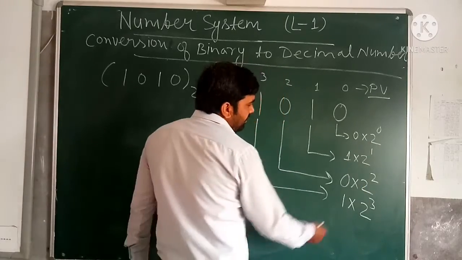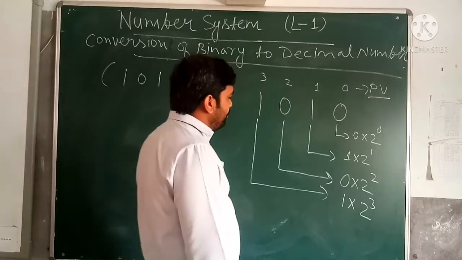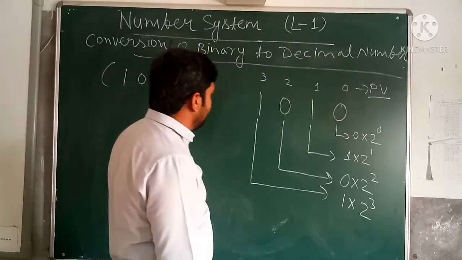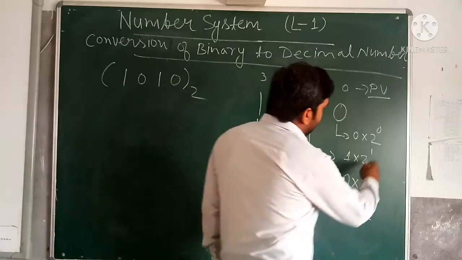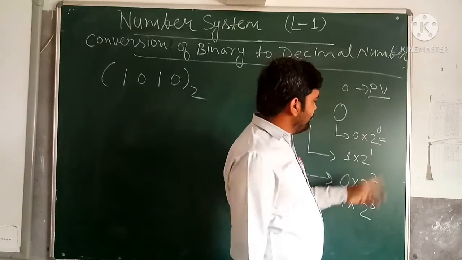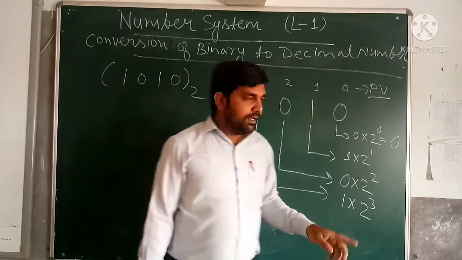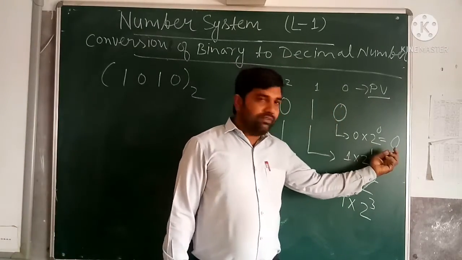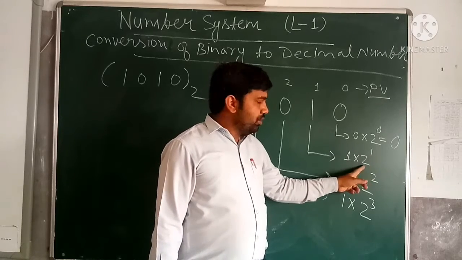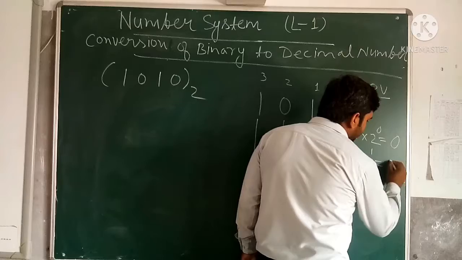After that we have to find all the values and then add them. The value of 0 times anything: if you multiply any number by 0, the product will be 0. The value of 2 to the power 1 is 2, so 2 multiplied by 1 gives you 2.